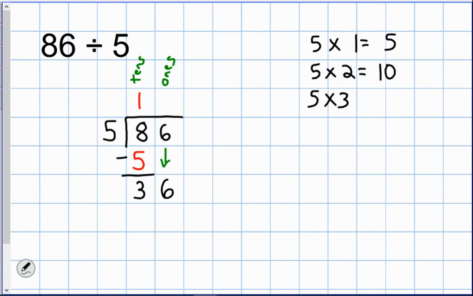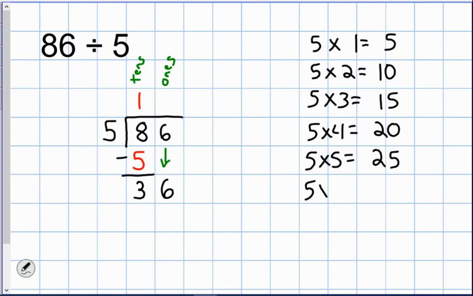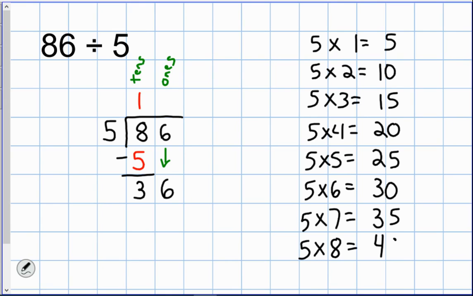Well, how well do you know your fives? And I bet you know them really well. 15, 5 times 4, 20, 5 times 5, it's 25. 5 times 6, 30. 5 times 7, 35. I think that's it, right? Because I know that 5 times 8, and you already know this, is 40. So we need to use the 5 times 7. We need this one here.